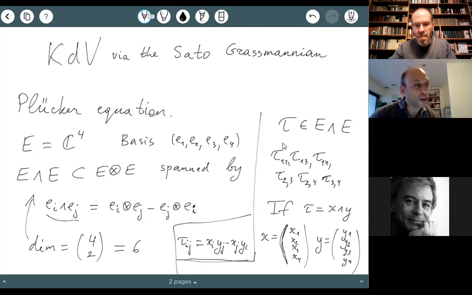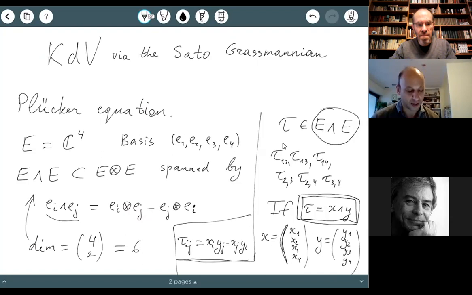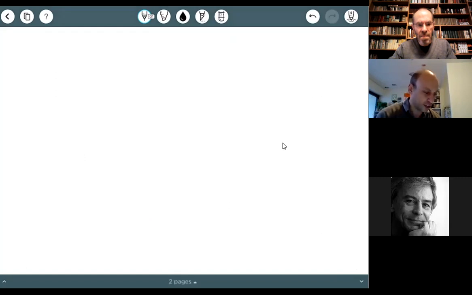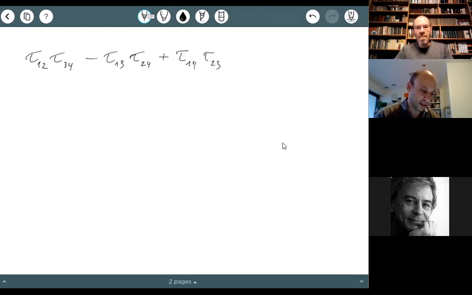Now it is well known that not any vector in this wedge product can be represented as a wedge product of 2 vectors. In general, you have to take linear combinations of wedge products like that. And so the question is, if we are given the coordinates tau ij, how can we know if tau is a wedge product of 2 vectors or not? I call tau decomposable if it can be represented in this way. There is an equation to determine that, which is tau 1,2 tau 3,4 minus tau 1,3 tau 2,4 plus tau 1,4 tau 2,3 equals 0.